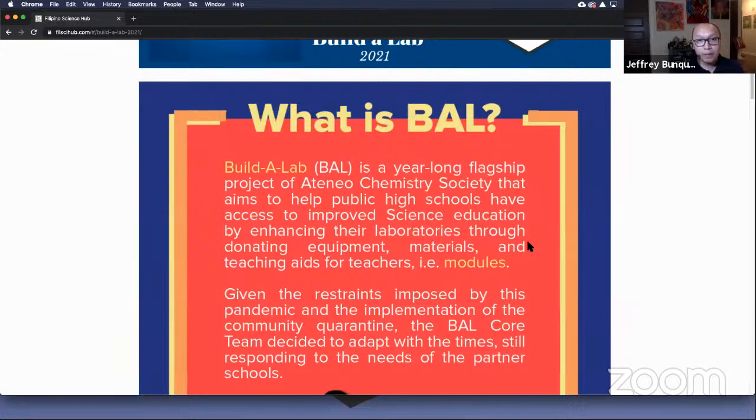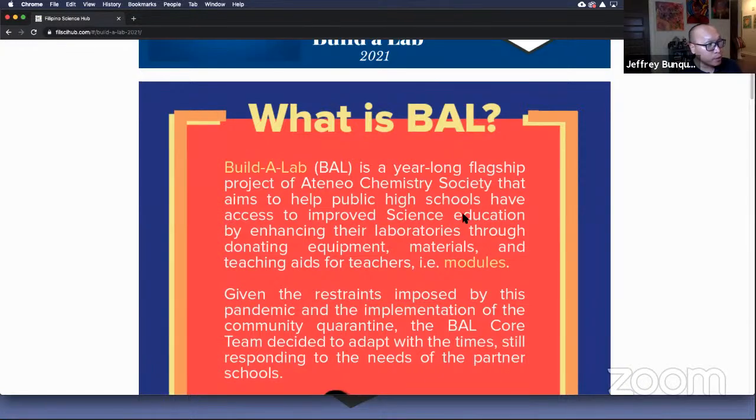Specifically, instead of delivering equipment, nag-create po sila ng grade 9 chemistry modules. And then they approached us to partner up with us, because in addition to chemistry teaching modules, we have also been coming up with biology and physics teaching modules. So pinagsama po namin ito, and we combined all of the contents on the BAL webpage, which you can find on our official website.